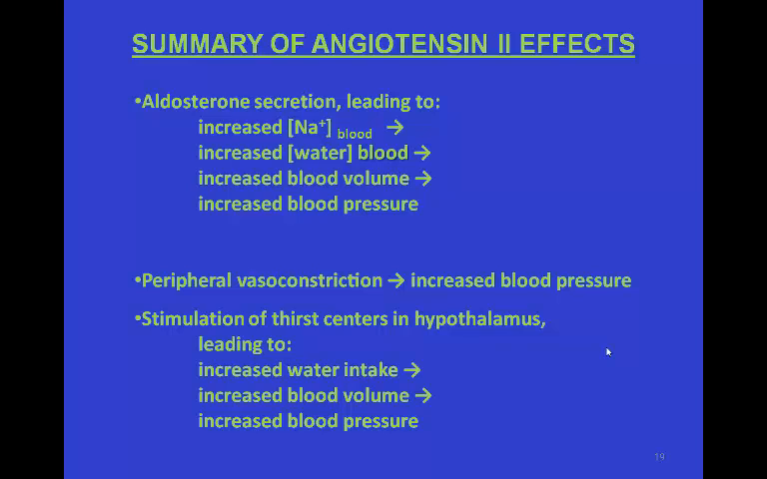This is going to also increase blood pressure. The third bullet point, angiotensin II causes the hypothalamus to activate the thirst response, causing the person to drink more water, which will increase the blood volume, which will increase the blood pressure. So angiotensin II is the most potent substance produced by the body that can raise the blood pressure, and there are many different hormones and other chemicals in the body that can increase blood pressure, but angiotensin II is the most potent one.